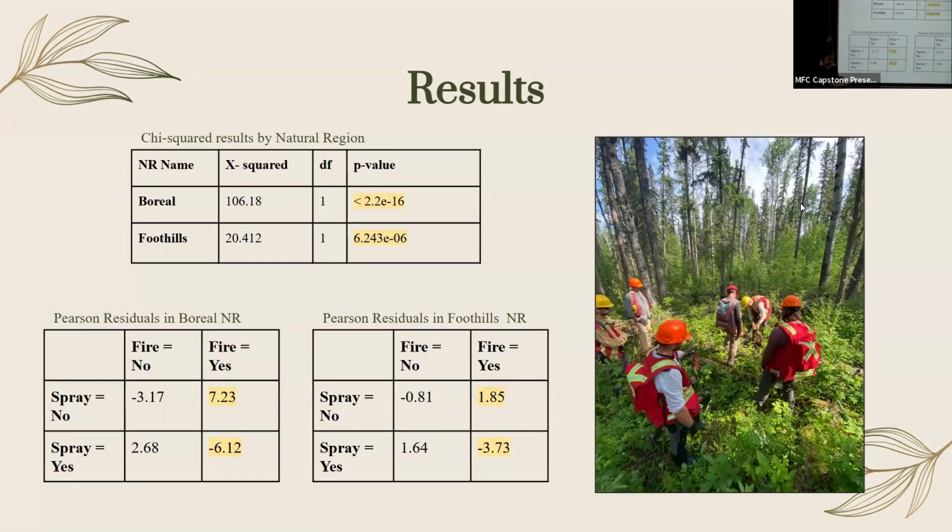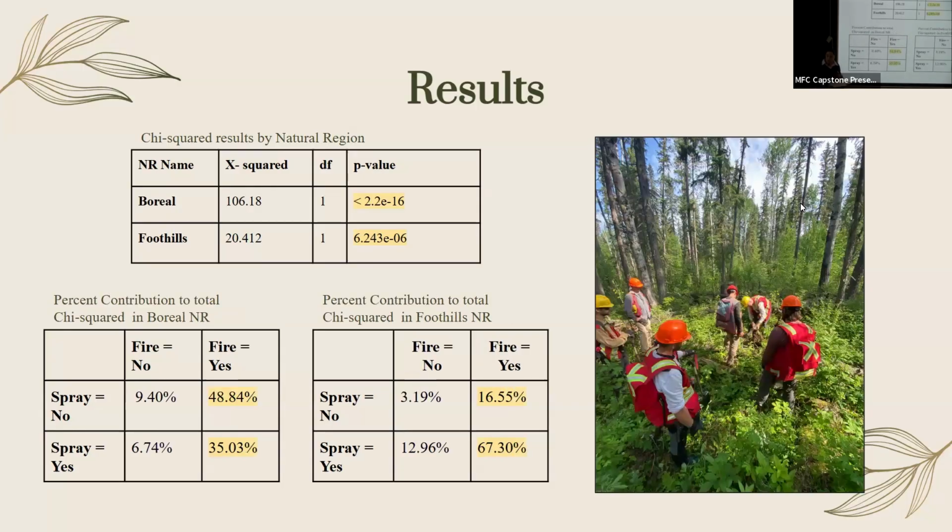I then did a Pearson's chi-squared for both of the natural regions, both of which were significant. Here the Pearson residuals in both regions showed the same general trend as the overall chi-squared did, where unsprayed blocks burned more than the expected values and have a high positive residual, and then sprayed blocks burned less than the expected values and have a strong negative residual. And again, this is showing the percent contributions to the chi-squared, where we see both of these burned cells contributing very strongly to that statistic.